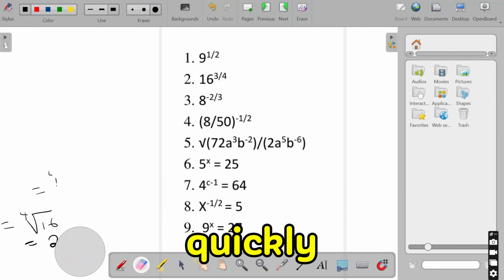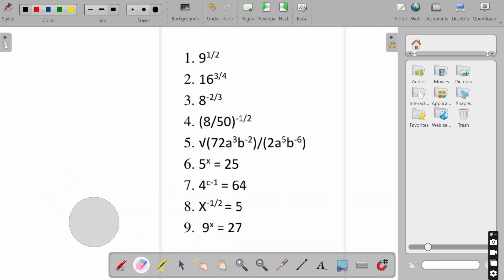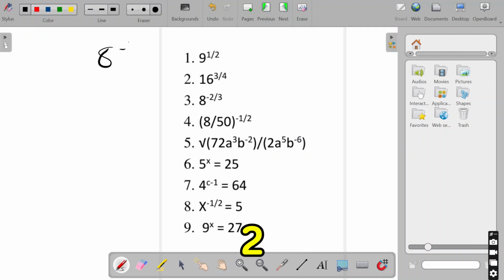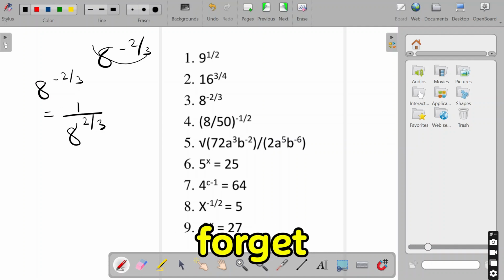So let's quickly go to the next question. We have 8 raised to power minus 2 over 3. How do we solve this? This 3 comes here, but before that, this is another law. When we have a negative, 8 raised to power minus 2 over 3 becomes the reciprocal of 8 raised to power 2 over 3. Don't forget, we treated this yesterday.